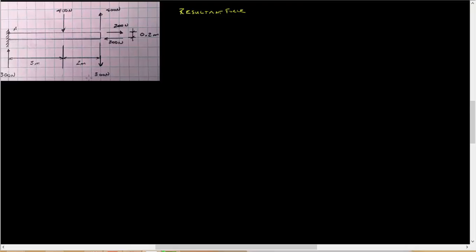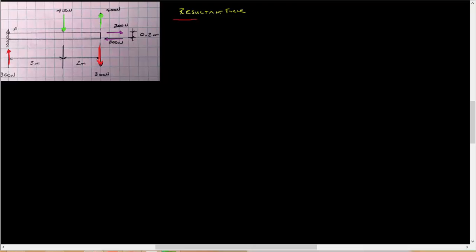So let's do another example for resultant forces of couples. If you notice, I've got two forces acting, one going up, one going down. Each one of those is 300 newtons. I have forces going down and then one going up of 400 newtons. And then I have going to the right and going to the left here is 200 newtons, and that's 0.2 meters away from each other.